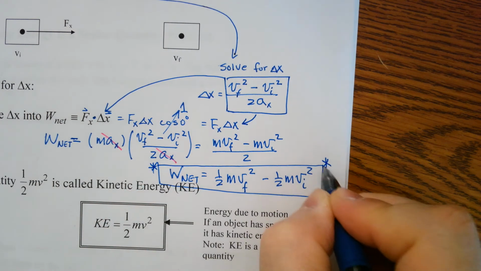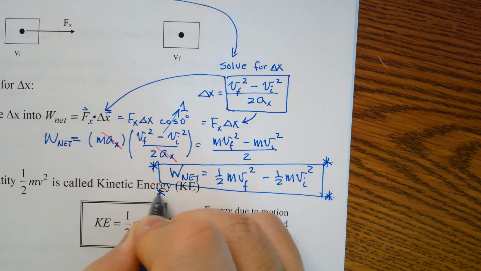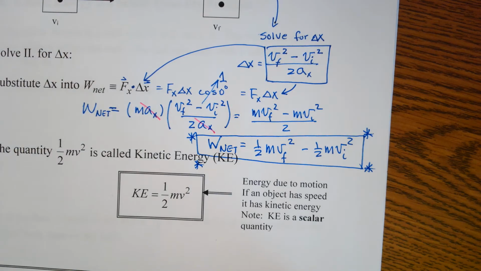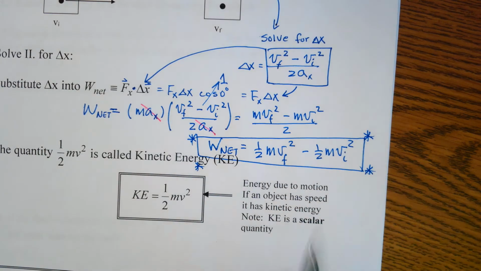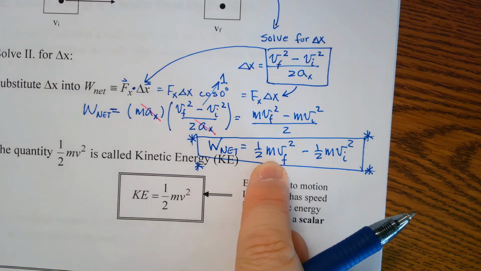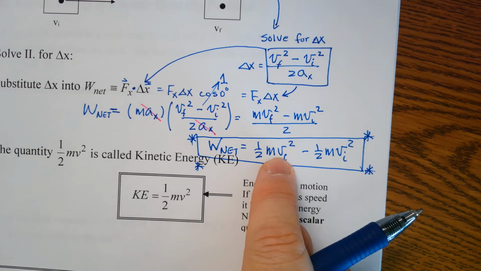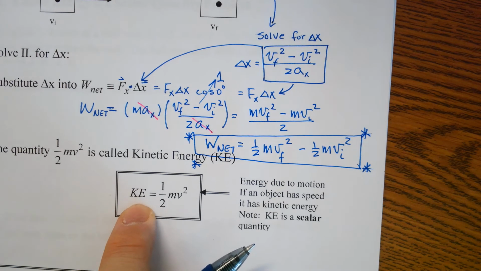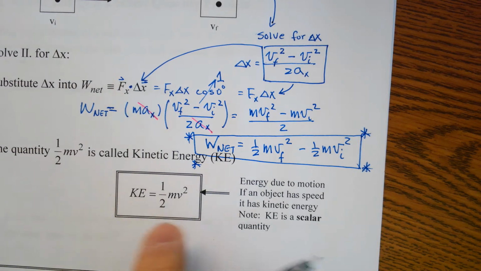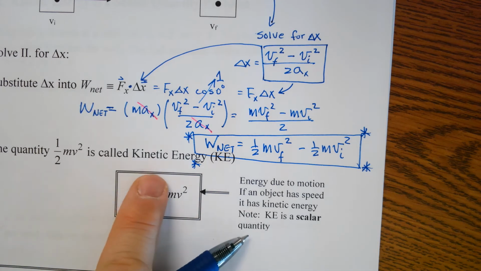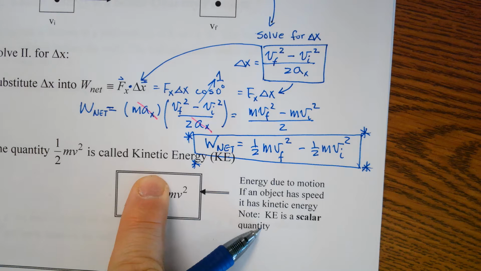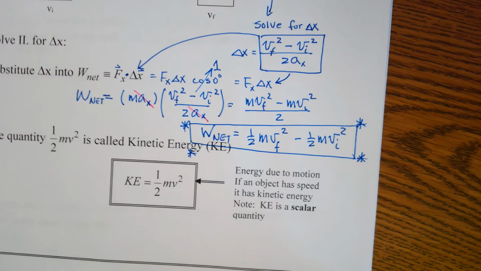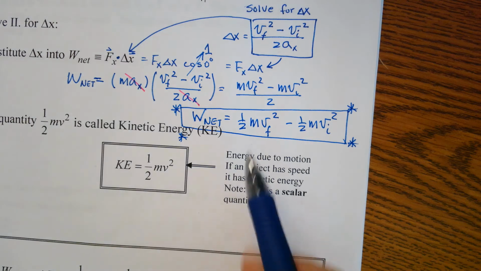This is known as the work kinetic energy theorem. So if I take a look at just this term right here, 1/2 mv squared, is known as the kinetic energy. The kinetic energy is equal to 1/2 mv squared. Does that look familiar? Like if you take the half away, E is equal to mc squared, right? Yeah, interesting, huh?